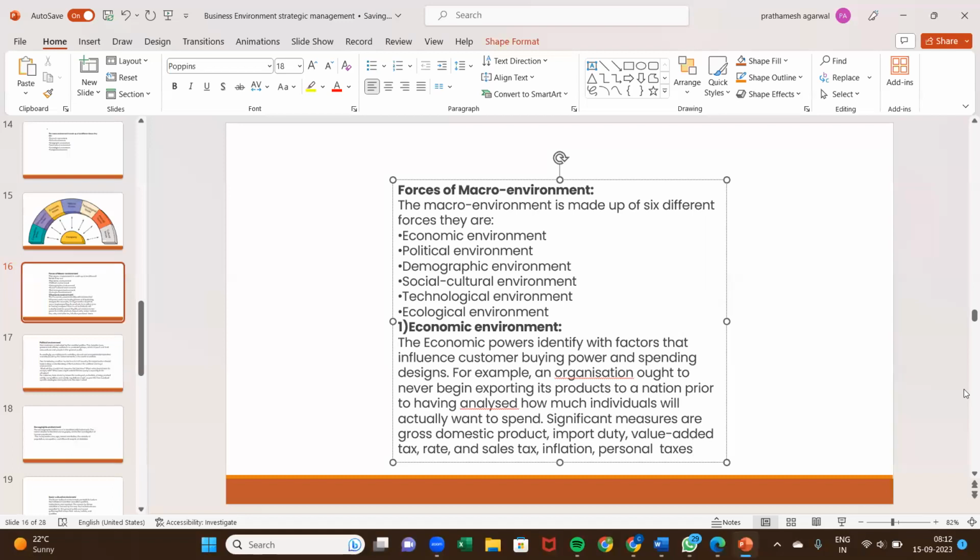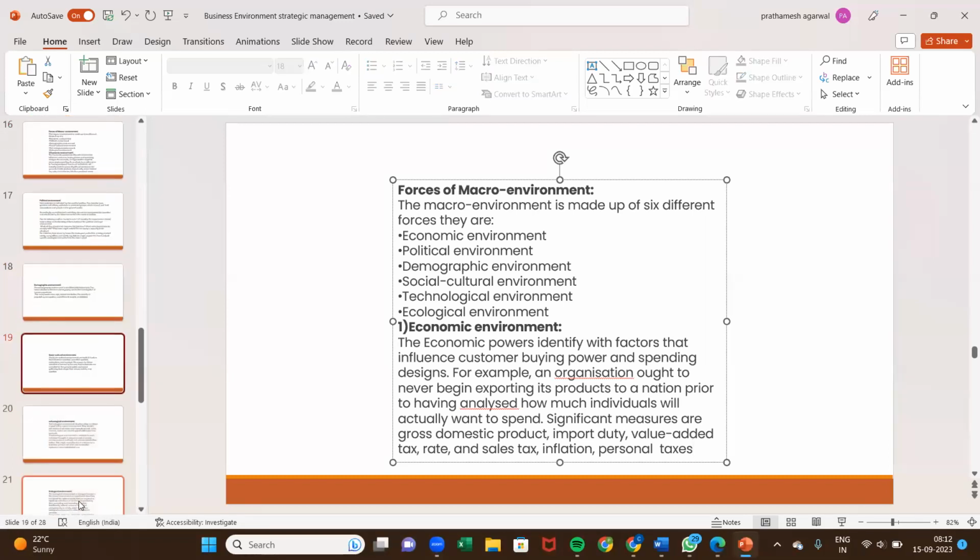Personal taxes. Is it clear up till here? Economic environment? Is it clear? Yes, ma'am.